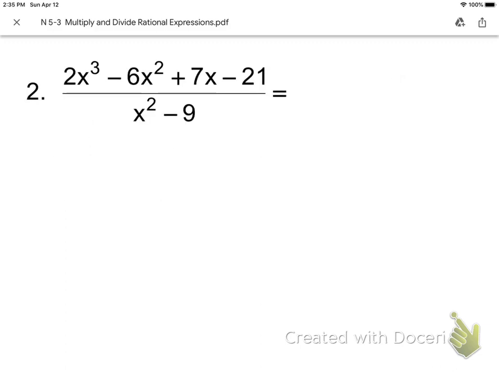We're going to have to factor the numerator by grouping. So we'll have to group the first 2 and group the second 2. And so when we factor the greatest common factor out of the first group, that's going to be 2x squared. And that's going to leave me with x minus 3. And the greatest common factor in the second group is a 7, which leaves you with x minus 3.